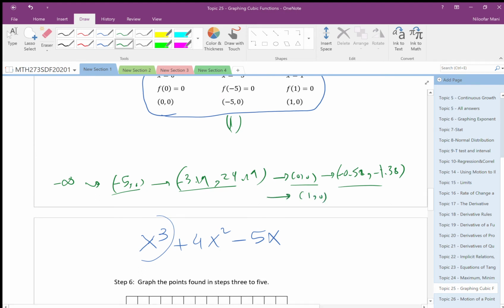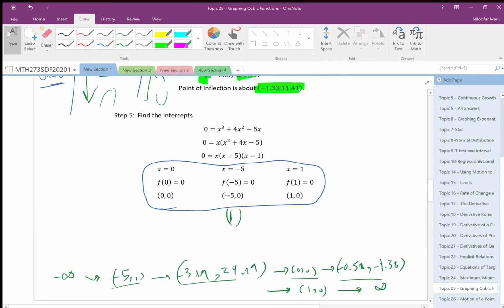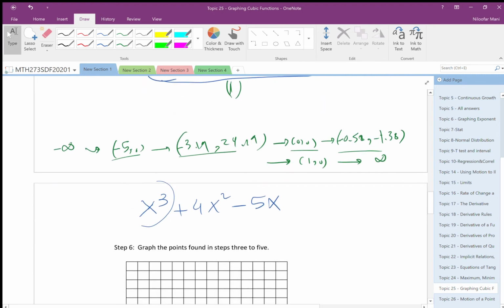Again I go down, I go up, again I go up, and at the end I go to infinity, because when I substitute infinity here, I see it goes to infinity. Okay, so I know I have to start from minus infinity down. I have to reach to the first x-intercept, and then the next x-intercept, and then the maximum, and then the second x-intercept, and then the minimum, and then the third x-intercept, and then go on. Okay, this gives me a good picture.